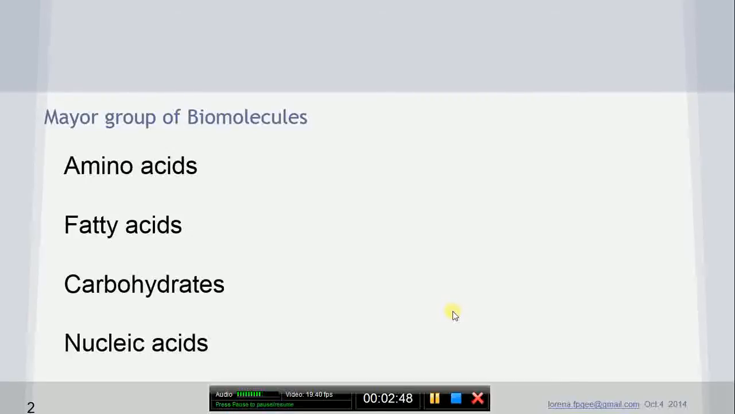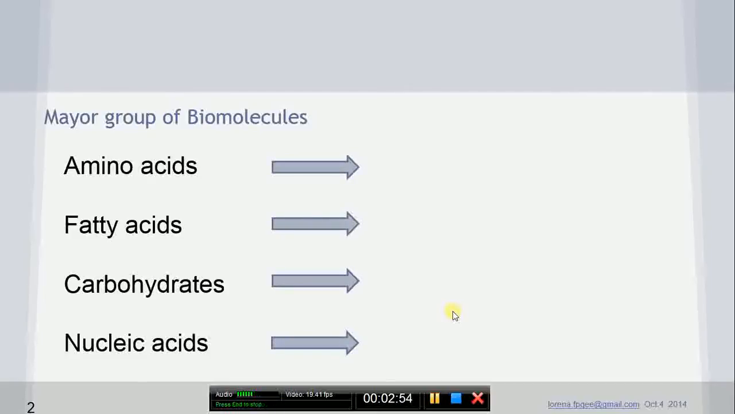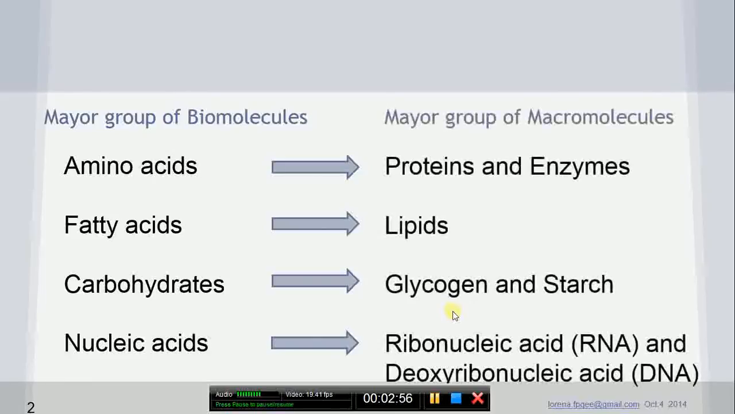The major groups of biomolecules are amino acids, fatty acids, carbohydrates, and nucleic acids. These building blocks, in turn, form the major macromolecules: proteins and enzymes, lipids, glucose and starch, ribonucleic acid, RNA, and deoxyribonucleic acid, DNA. Other biomolecules, such as coenzymes and vitamins, are briefly reviewed. In addition, enzymes, the subset of proteins that actually forms the cellular machinery, are highlighted.